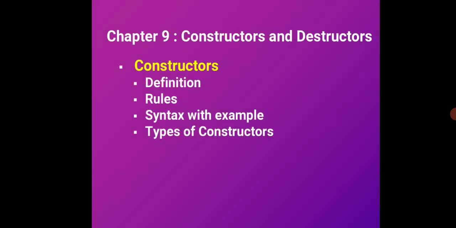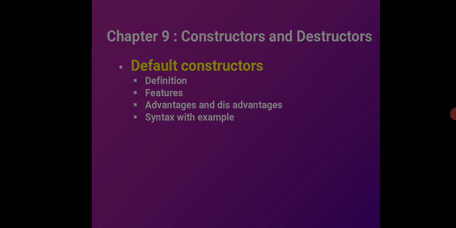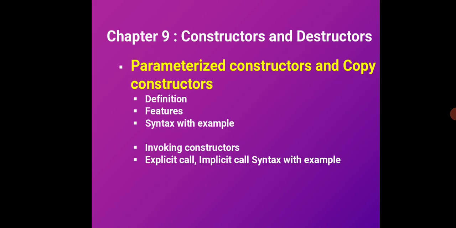Okay. The next chapter is constructors and destructors. In constructors and destructors, the important concepts are the definition for constructor, the rules for constructor, syntax with an example, and types of constructor. Okay. There are 3 types of constructor: default constructor, copy constructor, parameterized constructor. In default constructor: definition, features, advantages and disadvantages, syntax with an example.